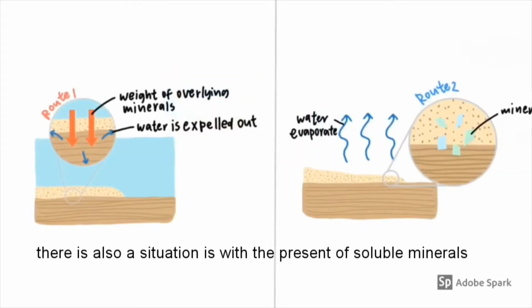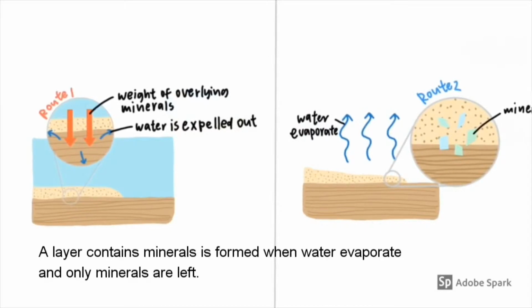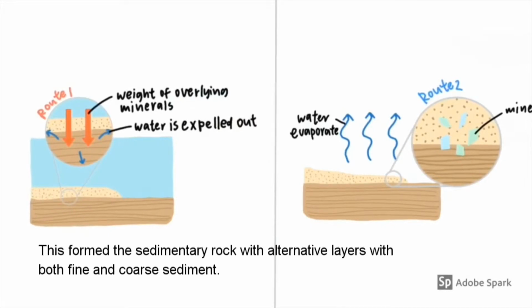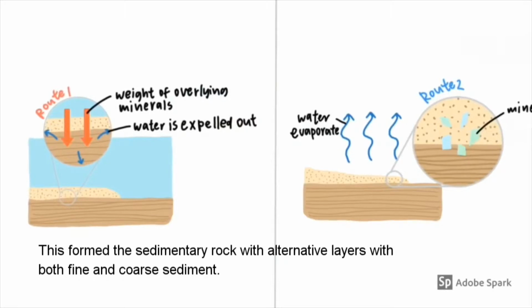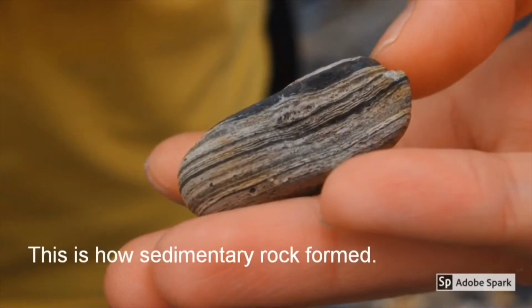There is also a situation with the presence of soluble minerals. A layer containing minerals is formed when water evaporates and only minerals are left. This forms a sedimentary rock with alternative layers containing both fine and coarse sediment. This is how sedimentary rock formed.